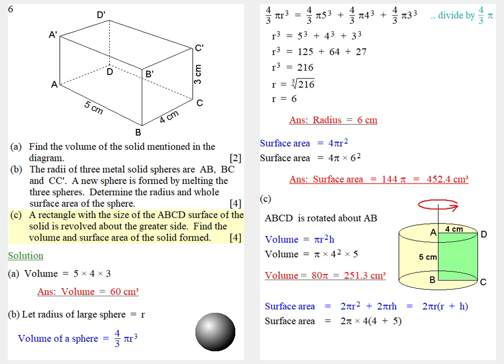Now again, the radius is 4 and the height is 5, so the surface area is equal to 2 pi times 4 into 4 plus 5. So that's 2 pi times 4 times 9, which is 72 pi. So the surface area is 72 pi, or as a decimal, that's 226.2 cubic centimeters.